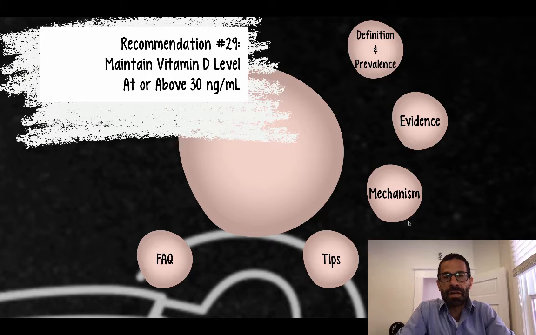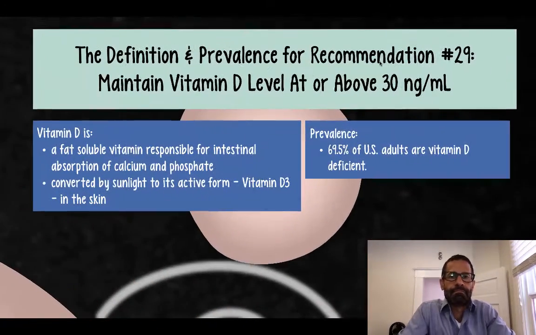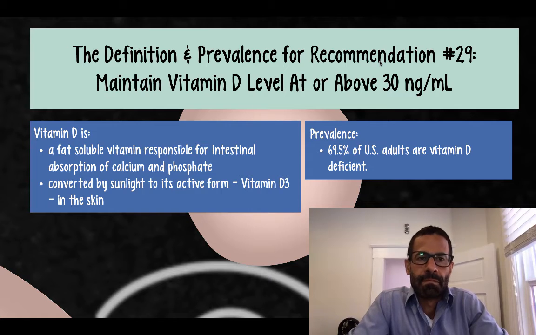Let's take a closer look at what vitamin D is and how common vitamin D deficiency is in the United States. Vitamin D is a fat-soluble vitamin responsible for intestinal absorption of calcium and phosphate. It's also been recognized to have multiple other diverse roles, which we'll talk about in the mechanism section of this lesson.